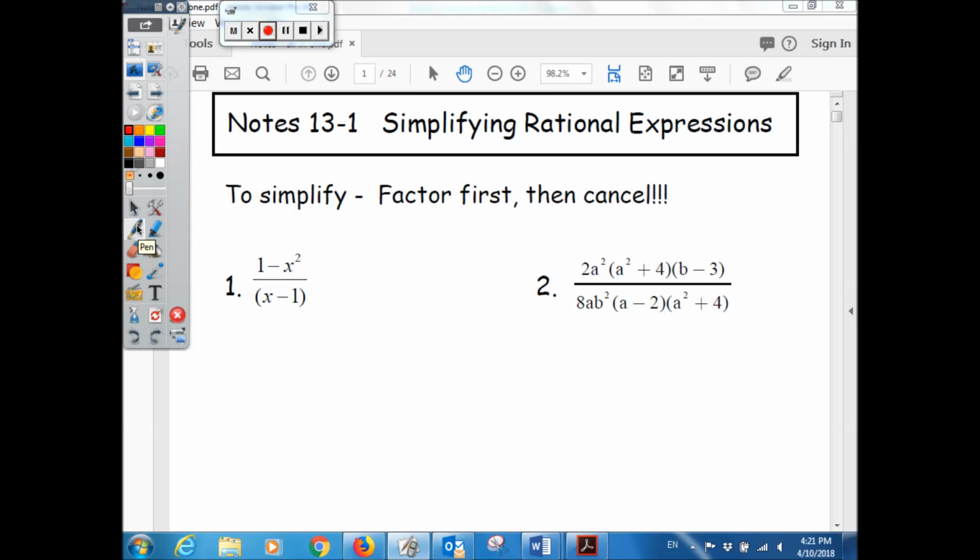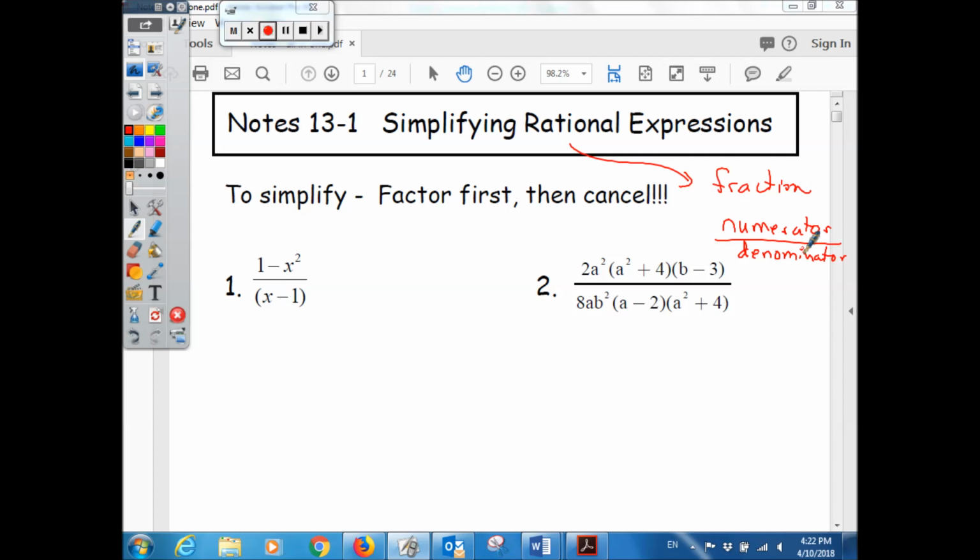So today we're talking about simplifying rational expressions. What we mean by a rational expression is an expression that can be written in the form of a fraction with a numerator and a denominator. Now these numerators and denominators are going to be algebraic expressions.